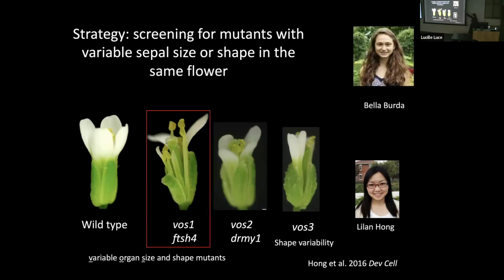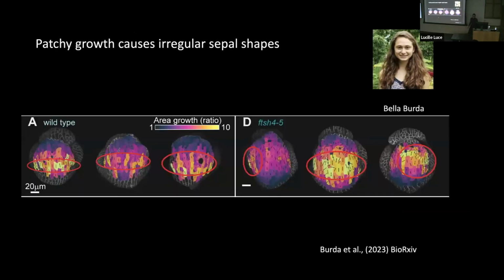So Bella in the lab, graduate student in the lab, has been working on the VOS1 FTSH4 mutant. And she's got super beautiful live imaging looking at how these cells grow. So what we're showing you is a heat map here, where we've got the growth colored on the cells based on their growth rate. So if it's growing really fast, it's in yellow, and if it's growing really slow, it's in blue. And these are 3 different samples. And so you can see in wild type, it's got this very nice basipetal gradient of growth. So slow at the tip, coming down really fast here, okay?